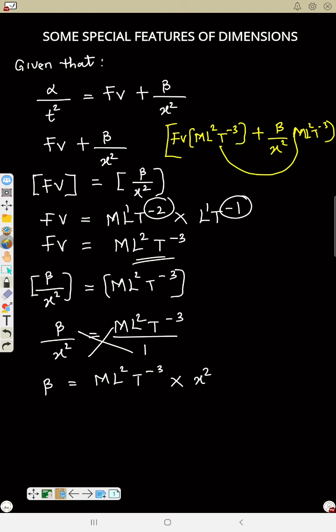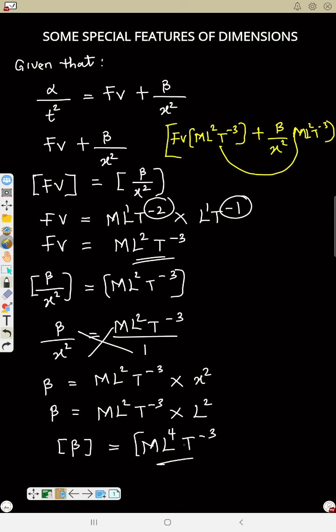So that means an x is given, that s is distance if you check the question. Since s is distance, that means this will be a kind of length. So we are going to have beta equal to ml square t raised to power minus 3 times l square, because s is a kind of length, so that will be l square. Now the dimension of beta will be equal to ml raised to power 4 t raised to power minus 3.